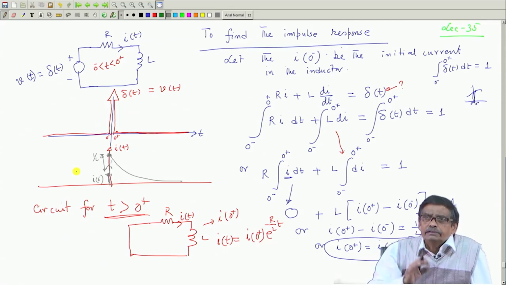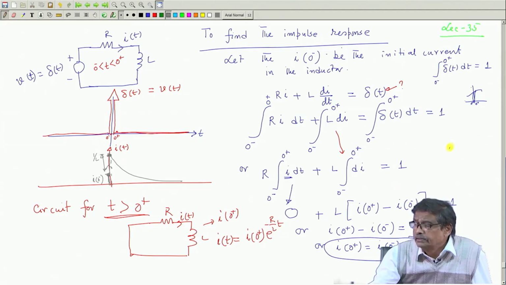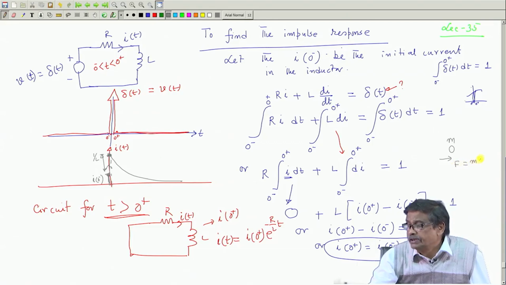In our school days, while studying mechanics, we learned the term impulse force. For example, if there is a mass, we say that force is equal to m dv dt, is it not?